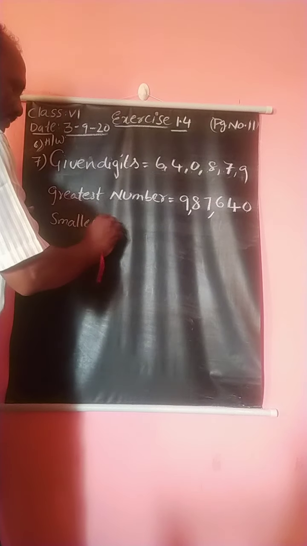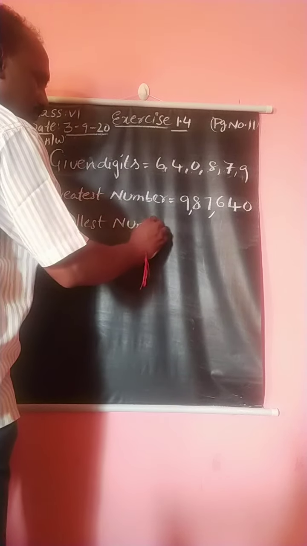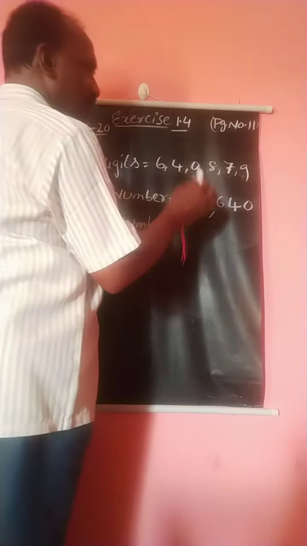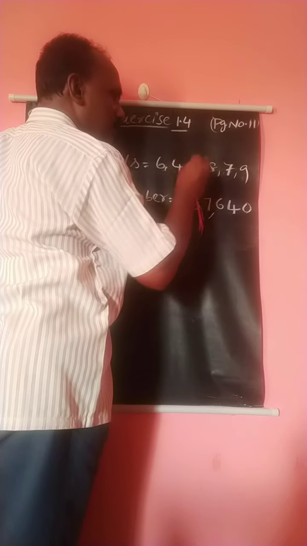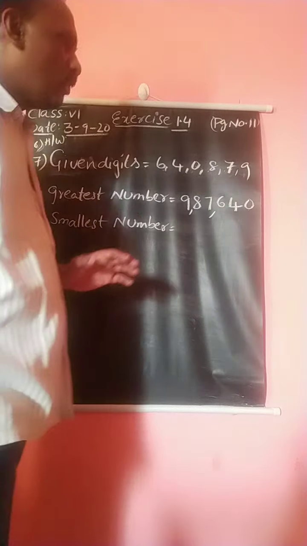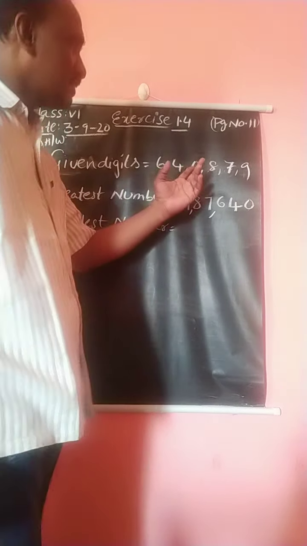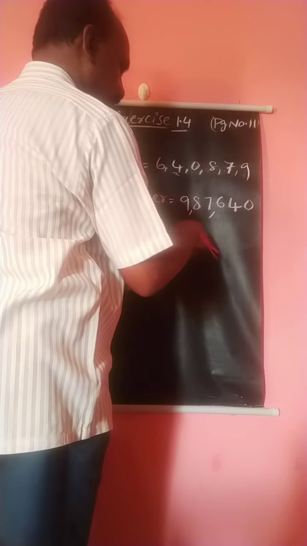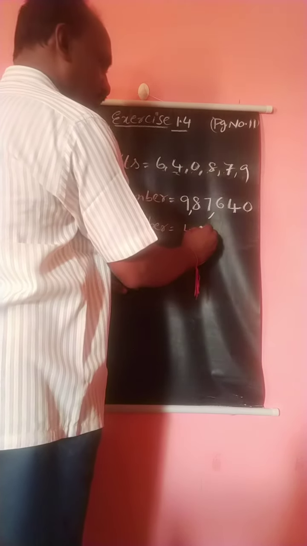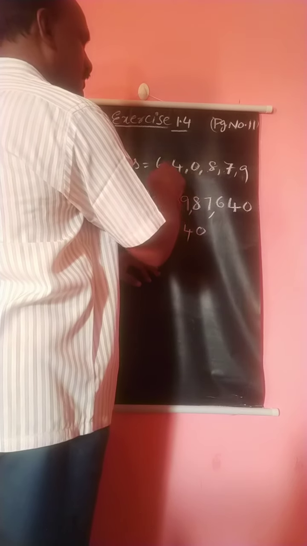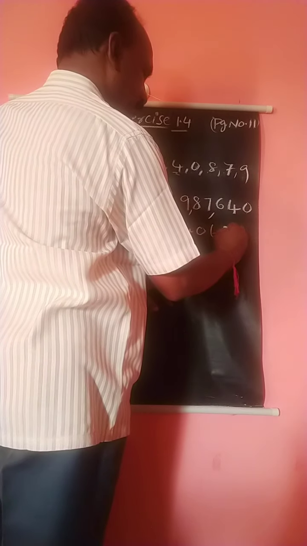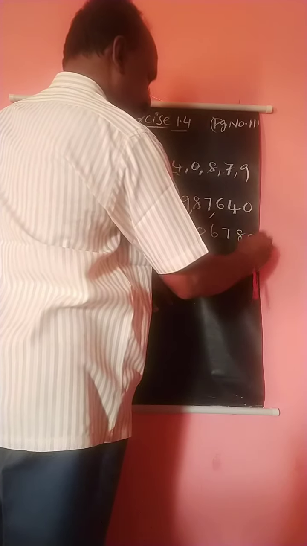Smallest number, you can write now in ascending order digits. First, what is the ascending order? Small to big. What is the smallest digit? 0. But no number can start with 0. So the next smallest digit. What is that? 4. Next, now you can write 0. Next 6. Next 7. Next 8. Next 9.